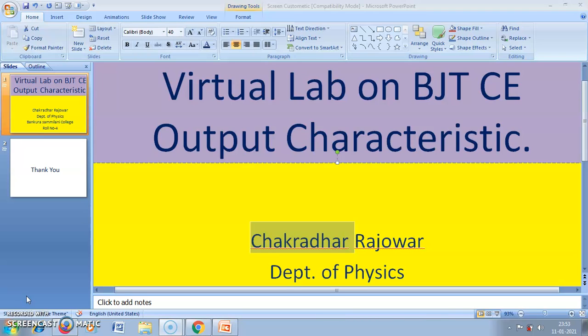Now I am going to discuss the virtual lab on the bipolar junction transistor to draw the output characteristic in its CE mode of connection. Actually, a virtual lab is a computer-based activity where students interact with an experimental apparatus or other activity via a computer interface. So let's see the circuit diagram of the bipolar junction transistor in CE mode in the virtual lab.